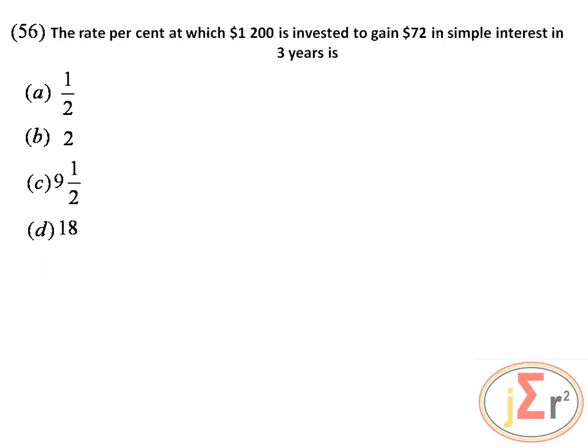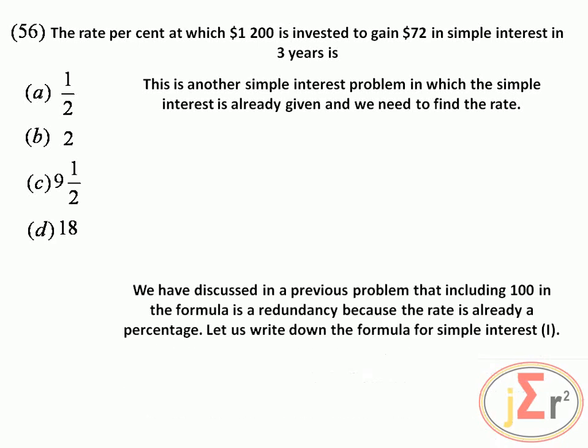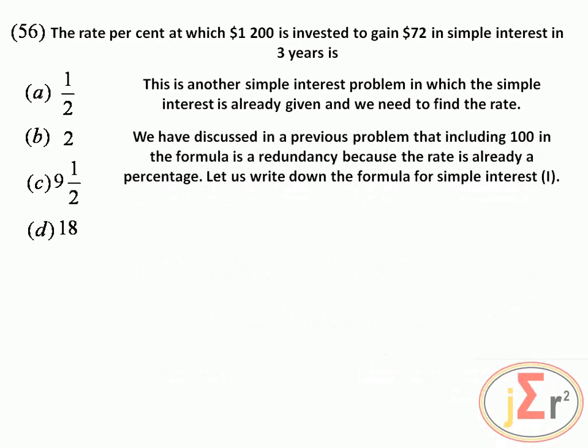The rate percent at which $1,200 is invested to gain $72 in simple interest in 3 years is, so we need to calculate the rate percent in this particular case. This is another simple interest problem in which the simple interest is already given and we need to find the rate. We have discussed in a previous problem that including 100 in the formula is a matter of redundancy because the rate is already a percentage.